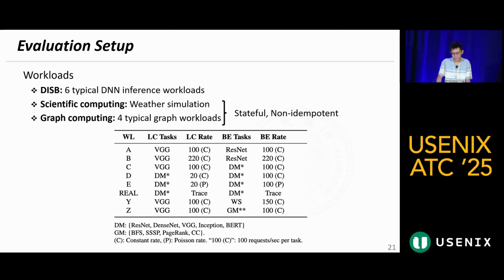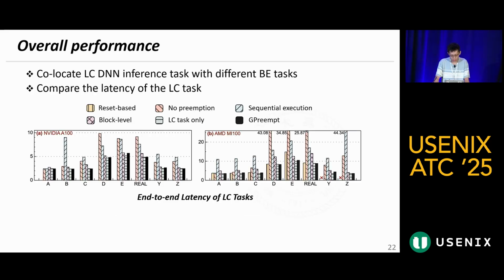First, we have DISP, which includes 6 typical DNN inference workloads. And we have 2 synthetic workloads. Their LC tasks are DNN computing, and the BE tasks are scientific computing and graph computing, respectively, which contain non-idempotent kernels. We first evaluate the latency of each approach.